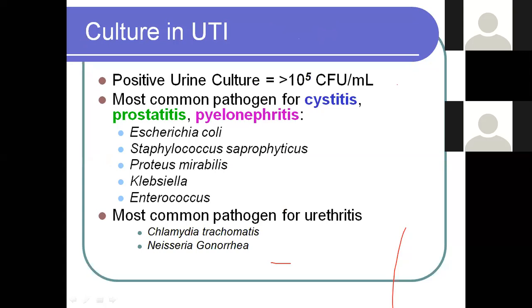The most common pathogens responsible for infections like cystitis, prostatitis, and pyelonephritis are E. coli, Staphylococci, Proteus, Klebsiella, and Enterococci. These are the very commonly involved pathogens in the pathogenesis of urinary tract infections. However, the pathogens responsible for urethritis, which is also a sexually transmitted disease, are Chlamydia trachomatis and Neisseria gonorrhoeae.